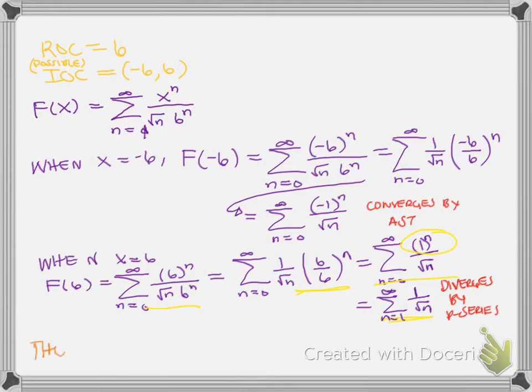So our conclusion will be, therefore, the IOC equals, when you include, you add brackets. So it's negative 6, bracket, negative 6 to 6, parentheses.